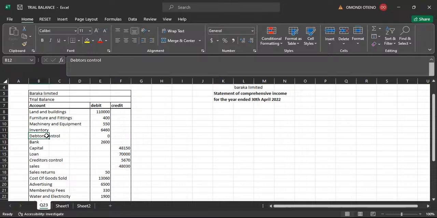Debtors control, that is the debtors. Bank, current asset. Capital is equity item, so we have it there. Loan, that is a long-term liability. Creditors control, that's a current liability. Sales, that's a revenue or income item. We have sales returns. Yes, we sold goods, but customers have returned back some goods to us. Cost of goods sold, we have it there.